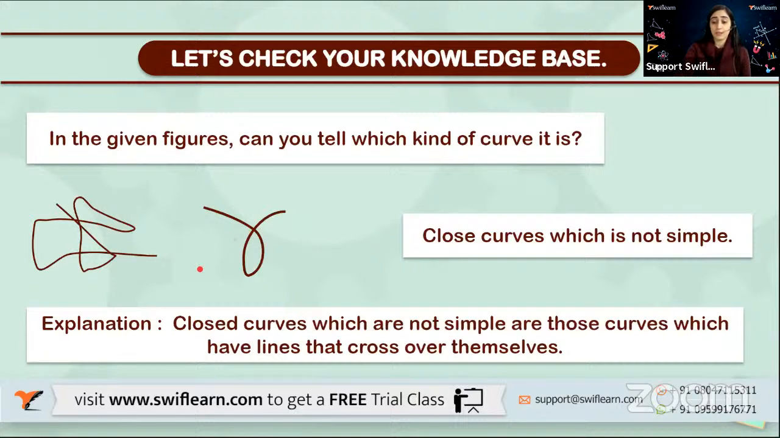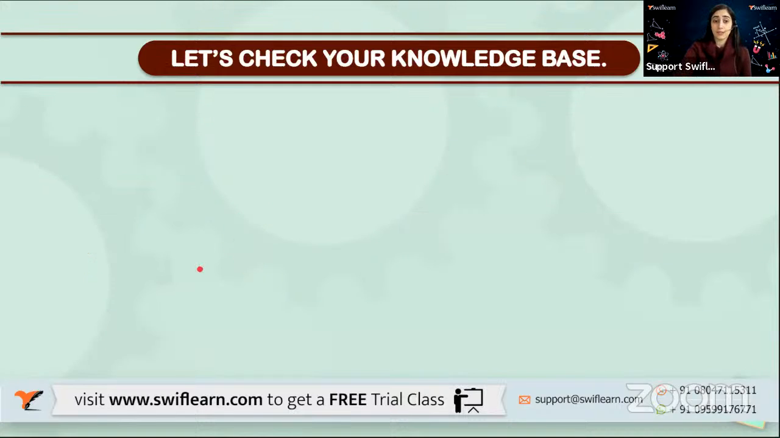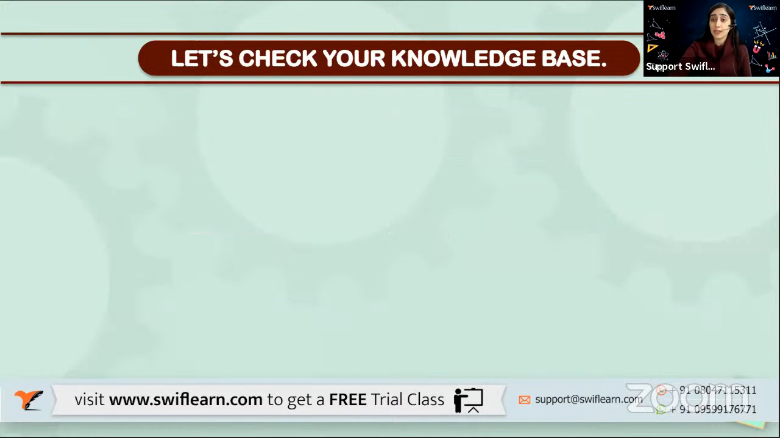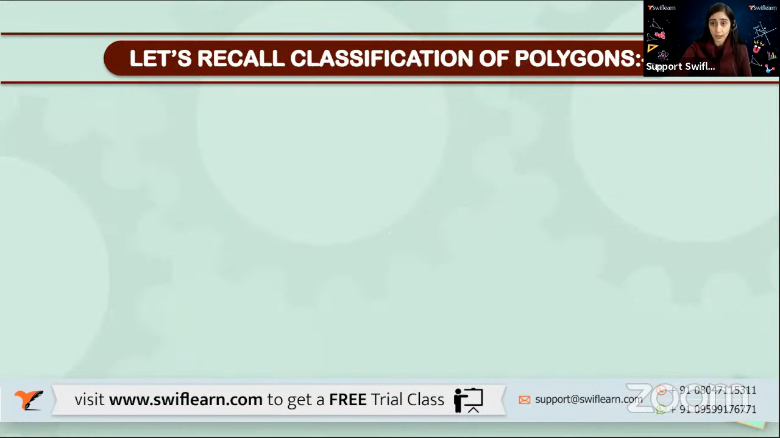Whereas in the earlier figures that we saw, can you see this one? It's closed and none of the lines are meeting or crossing or intersecting. They are just joining each other, touching, but not intersecting, not crossing. So that is the main difference why we call it a simple and a non-simple curve.